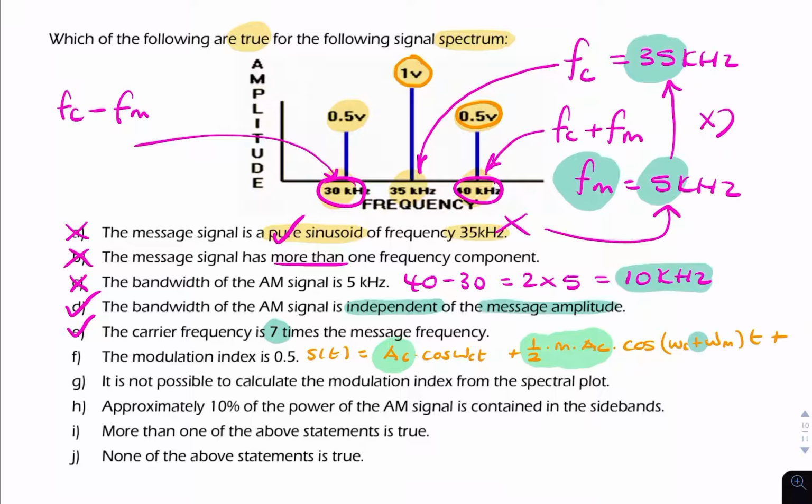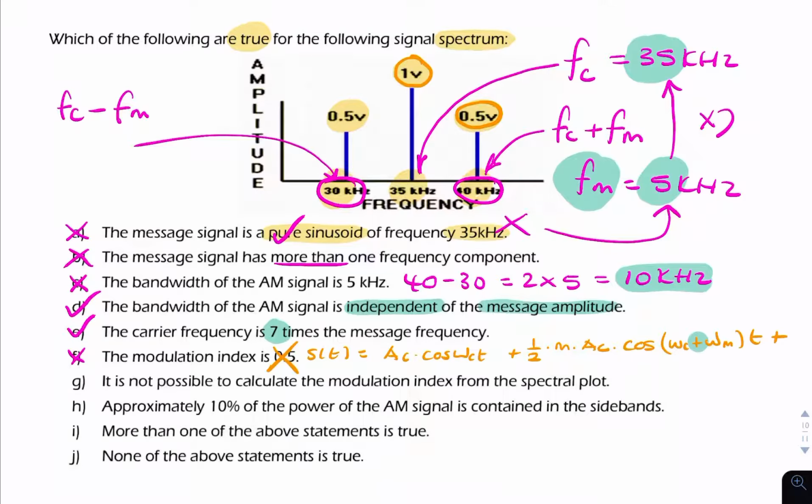So the only way that this ratio can be 1 to half, or 0.5 to 1, is if m equals 1. So if we have a modulation index of 1, then that ratio would be 1 to half. So the modulation index in this spectrum is 100%. It's 1, it's not 0.5. So statement F is incorrect.